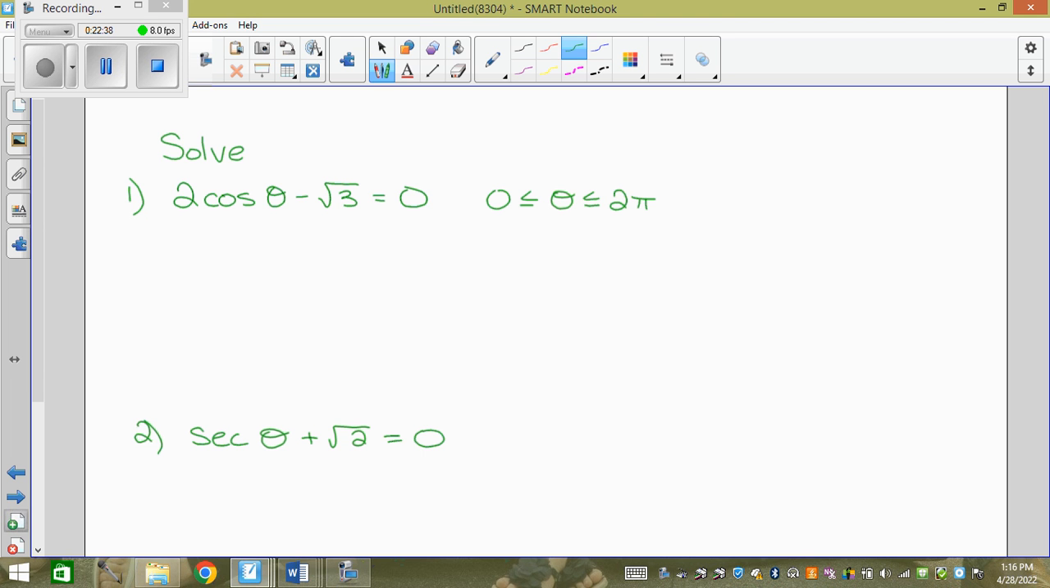And I'm just going to get you to do from 0 to 2 pi, but then I'm going to show you how we restrict it to make it different. So you're going to just do those from 0 to 2 pi for now.